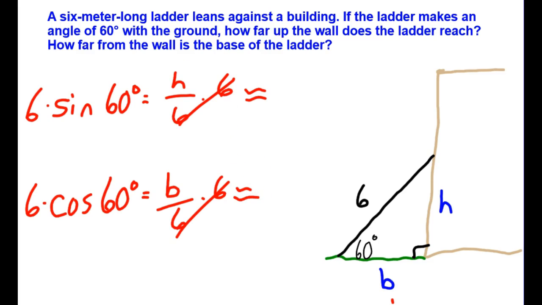So now if you just type those in on your calculators, so if you type in 6 times the sine of 60 degrees, you'll get approximately 5.196, which we can just round to 5.2 meters. So that's how far up the side of the building the ladder is going to go. And then if you type in 6 times the cosine of 60 degrees, that is going to be equal to 3 meters. So that's how far from the base of the building the ladder is.